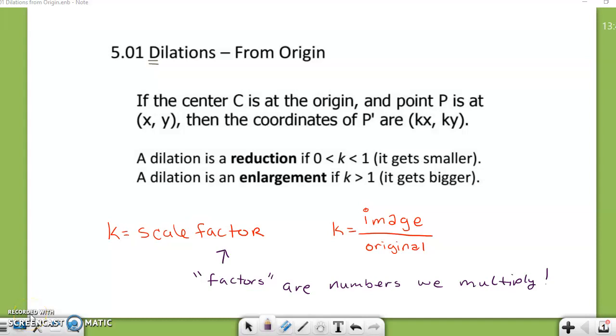Guys, welcome to our first lesson in Unit 5. We're going to talk about dilations, which is one of our 4 transformations. We covered reflections, rotations, and translations in our other unit, and now we're going to start with dilations. We put dilations in this unit because dilations create similar figures.